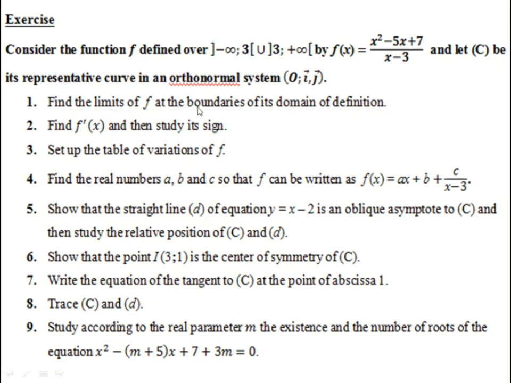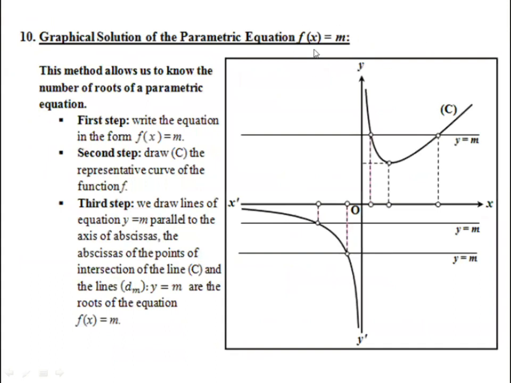We have to find the limits at the boundaries of the domain of definition of f. So here we have 4 limits: at minus infinity, at 3 minus, at 3 plus, and at plus infinity. Then we have to find the derivative and study its sign. We have to set up the table of variations of f. We have to find the oblique asymptote, find the center of symmetry, and write the equation of a tangent. We will trace the curve and the asymptotes, and then study a graphical solution for the equation f of x equals m.